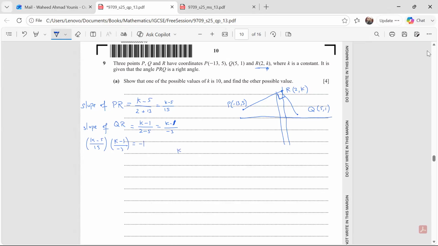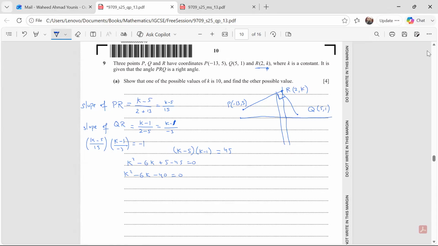From here I can conclude (k minus 5)(k minus 1) is equal to 45, since 15 times 3 with a negative sign is 45. So this is k squared minus 6k plus 5 minus 45 equals 0. So this is k squared minus 6k minus 40 equals 0. We have this quadratic equation which we need to solve.